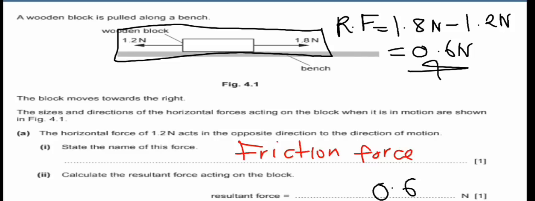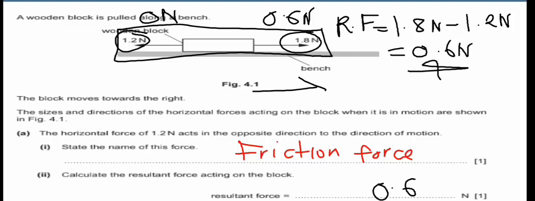Meaning, once you compute the resultant force here, you're going to find that on this part of the friction force, you're going to have 0 newtons. Then on this part of the driving force, you're going to have 0.6 newtons. Meaning, this wooden block is going to move on the right hand side. Now, here we can say the equation which links mass, force and acceleration under Newton's second law of motion is going to be force being equal to mass multiplied by acceleration.